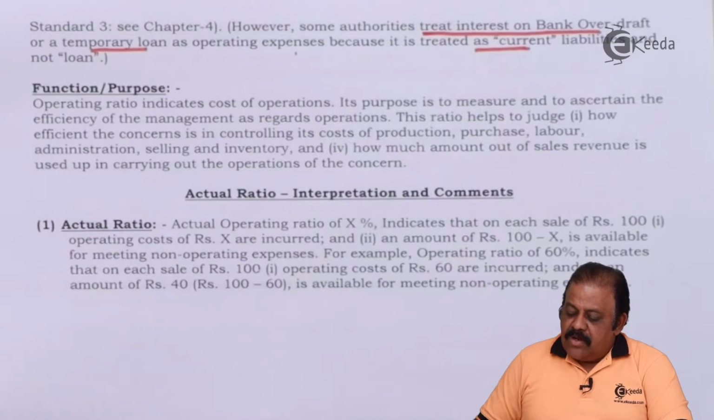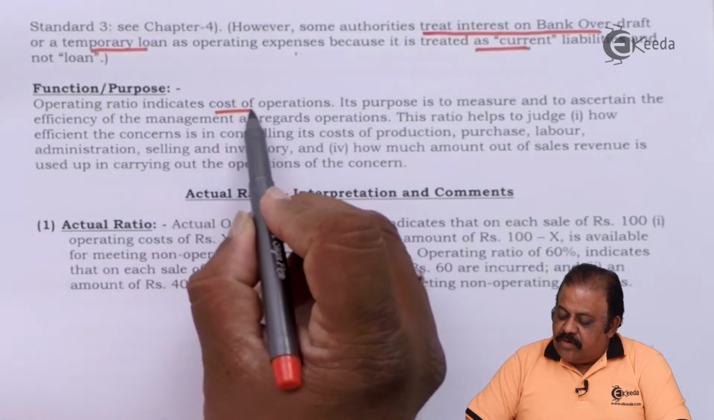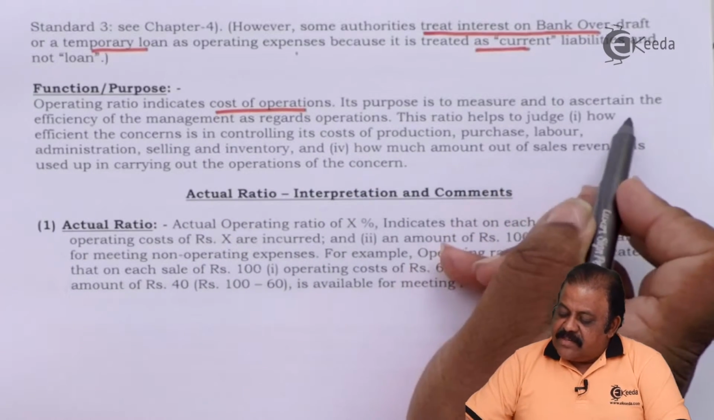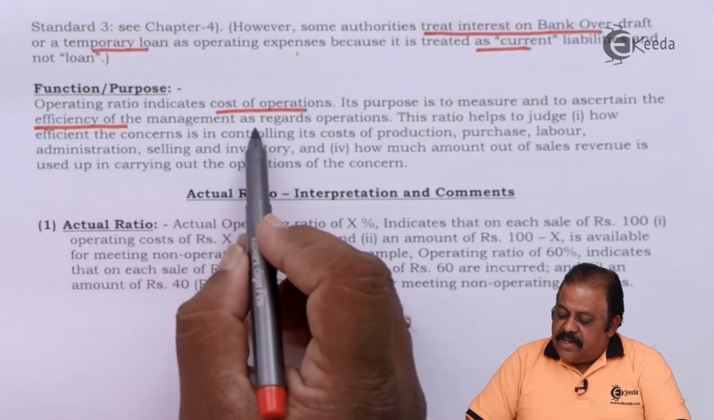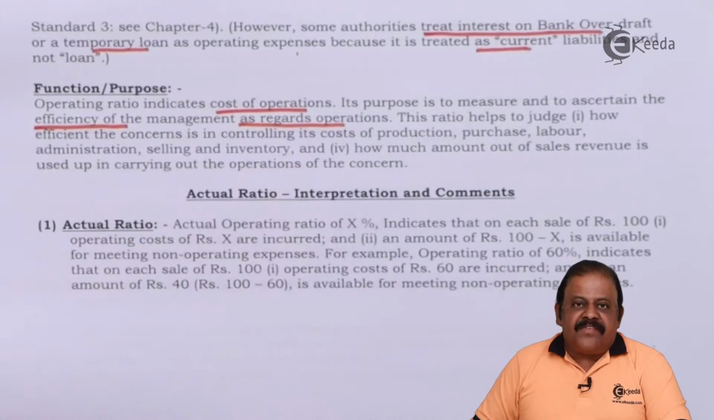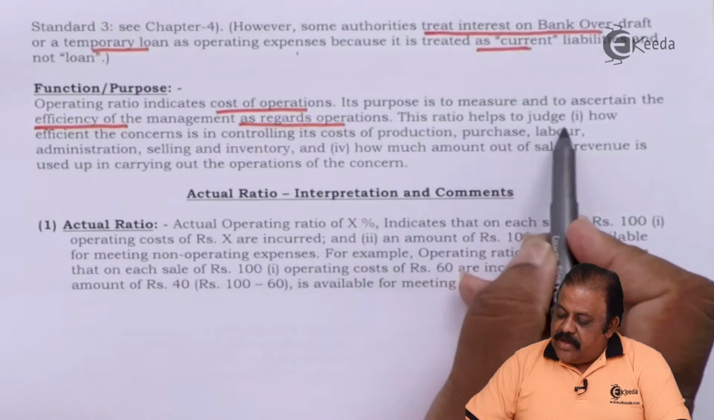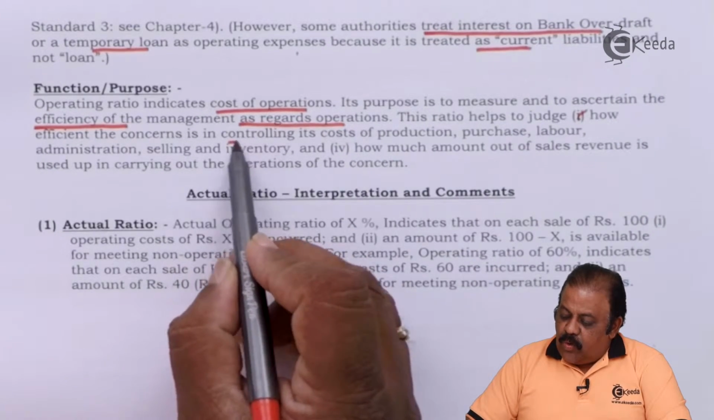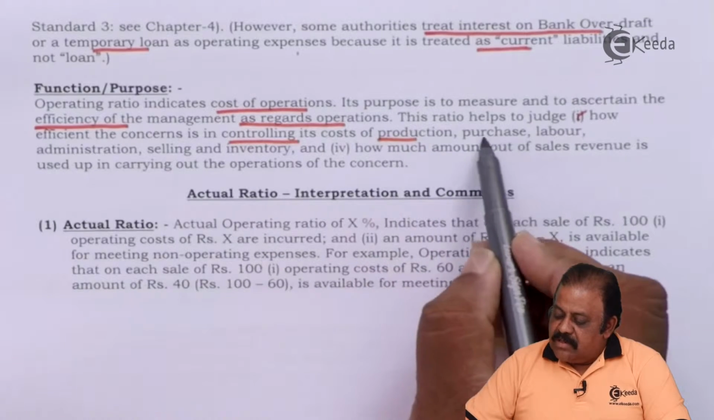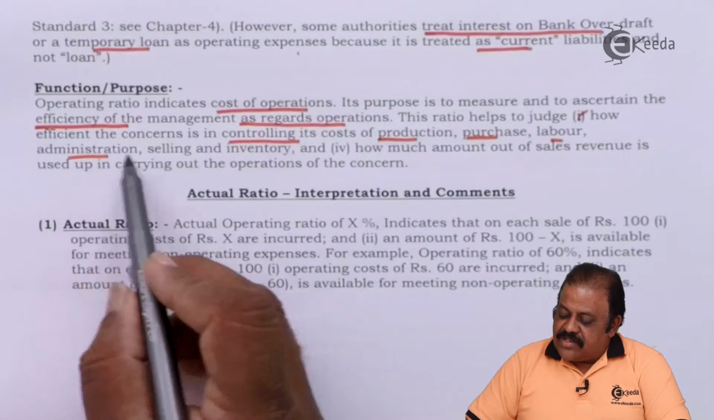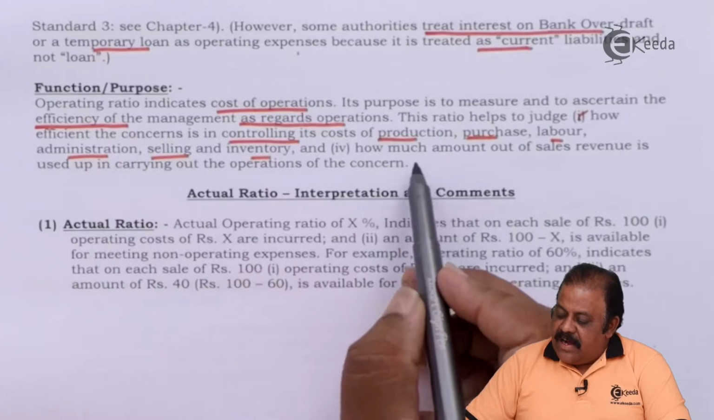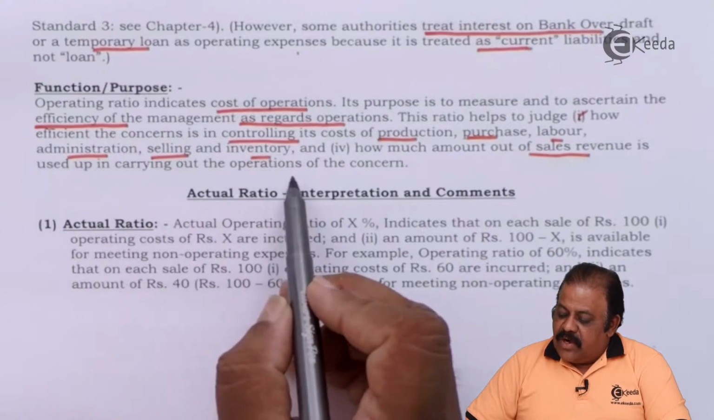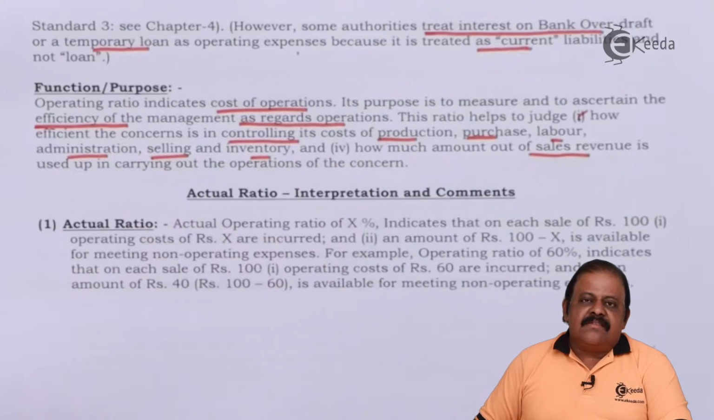Functions and purpose. Operating ratio indicates the cost of operations. Its purpose is to measure and ascertain the efficiency of management with regard to operations. This ratio helps to judge how efficiently the concern is controlling its cost of production, purchase, labor, administration, selling, and inventory, and how much of the sales revenue is used up in carrying out the operations of the concern.